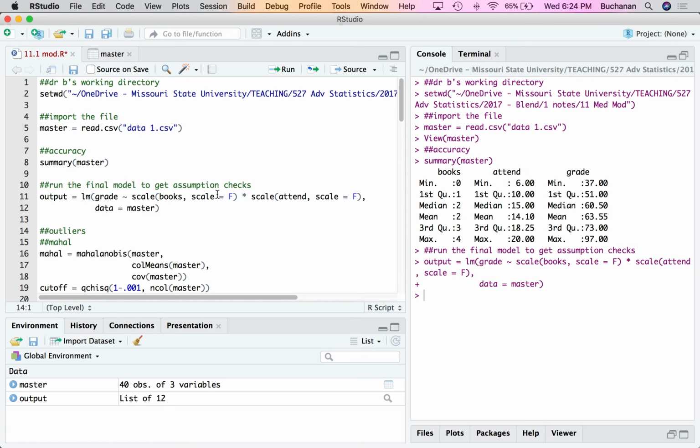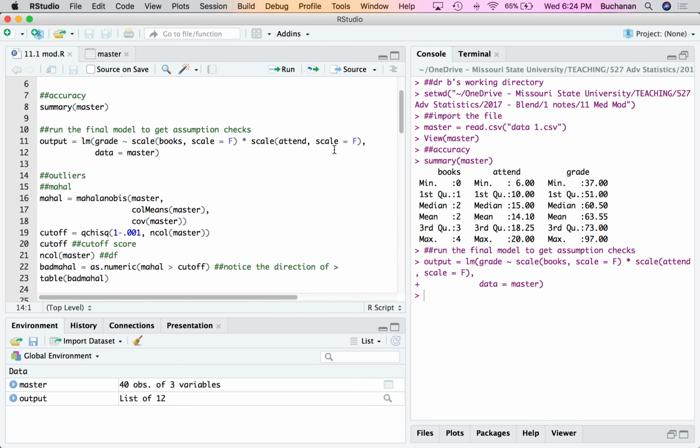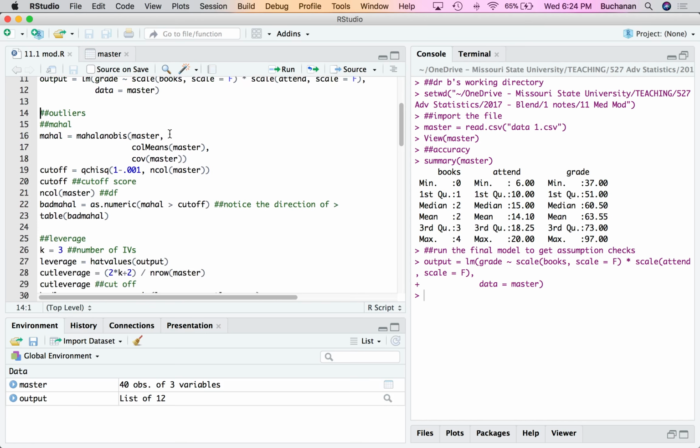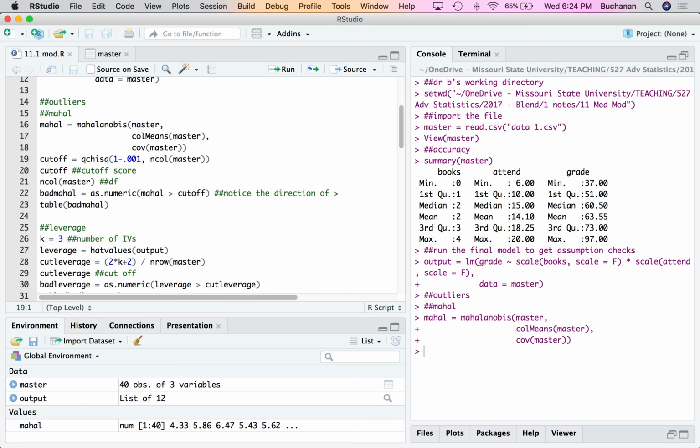Okay. Not interested in the output yet because I am only doing that to get my numbers I need to run my assumptions. Right? So we're going to run Mahalanobis. I'm running Mahalanobis on the entire data set, no categorical variables. So I'm just going to use a data set, call it colMeans, cov, all on the master data set.